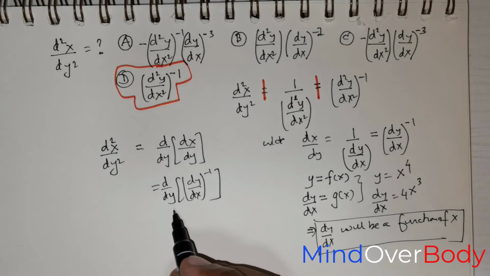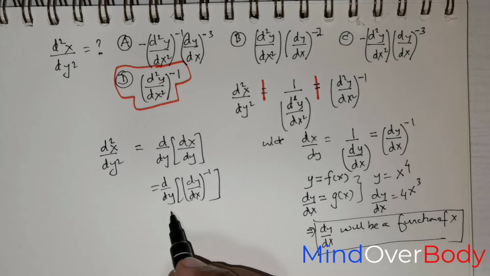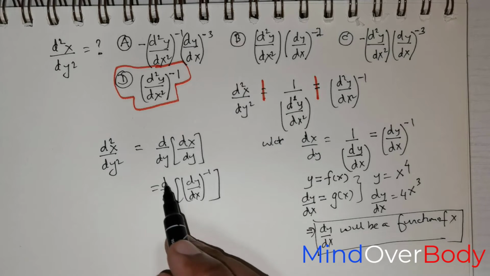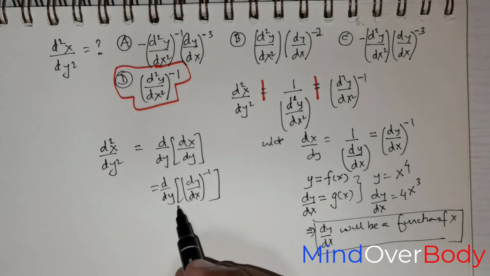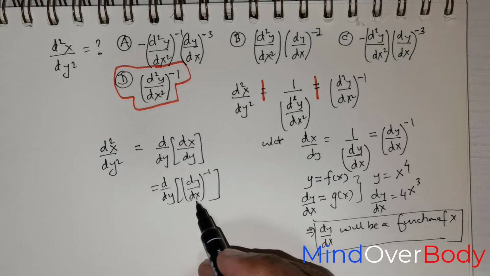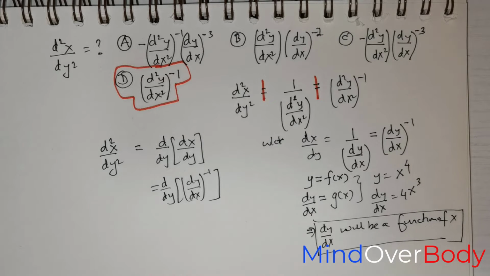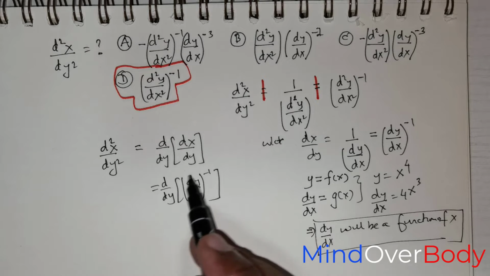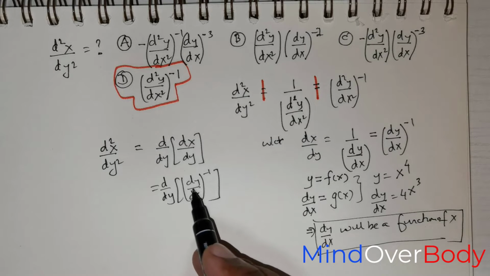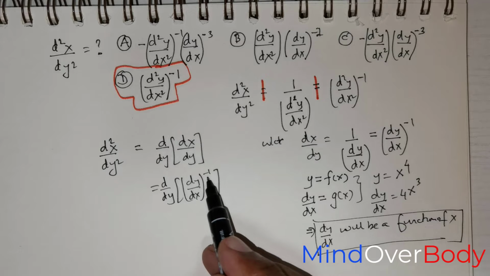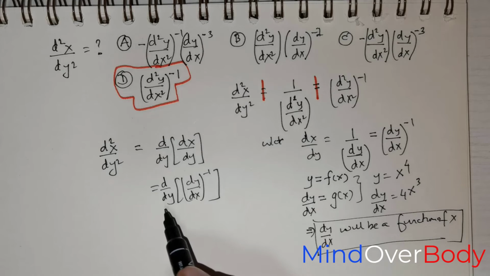And what we have got exactly here? We have d over dy of dy over dx raised to the power of -1. So we have a differentiation present inside, and that is raised to the power of -1, and we are to operate it with d over dy.